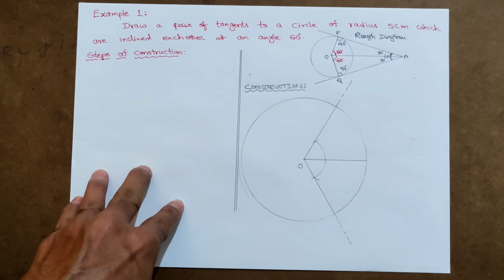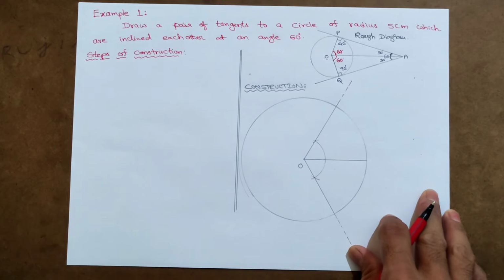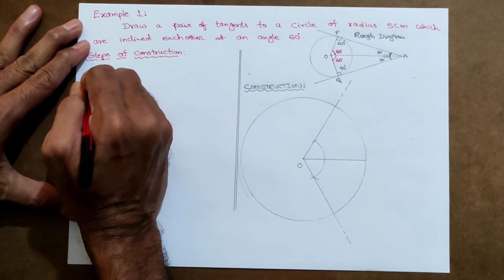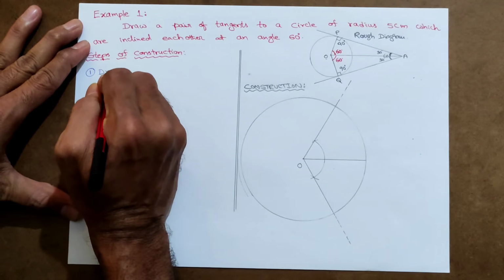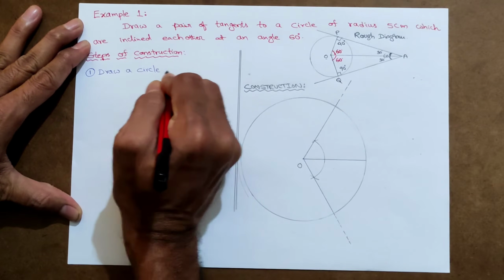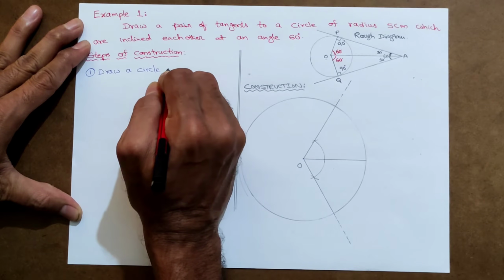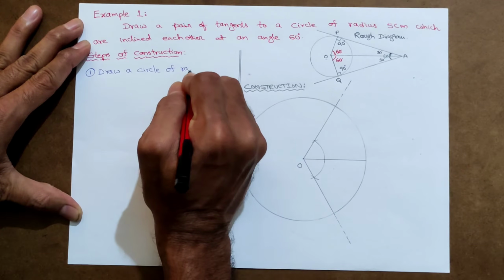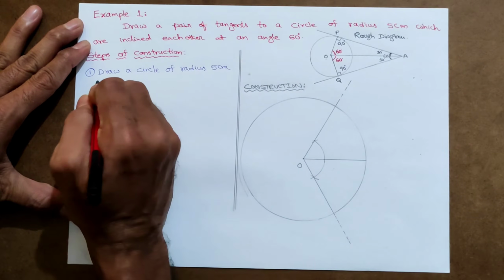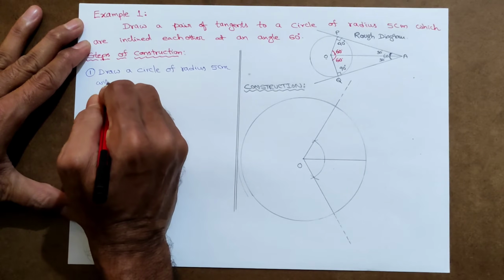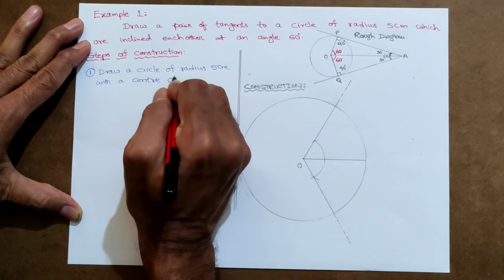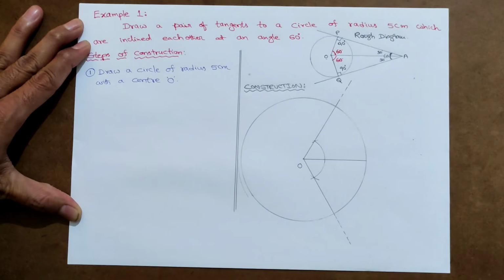So till now, let us mention the steps of construction. First one is that draw a circle of radius 5 centimeter with center O.